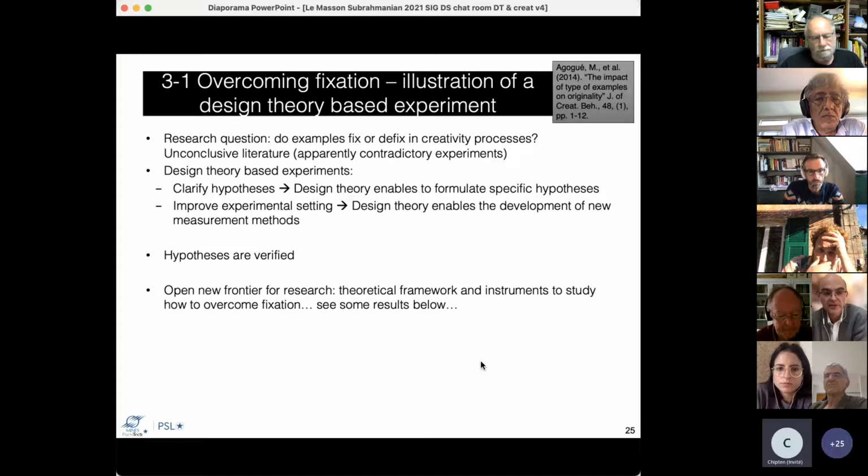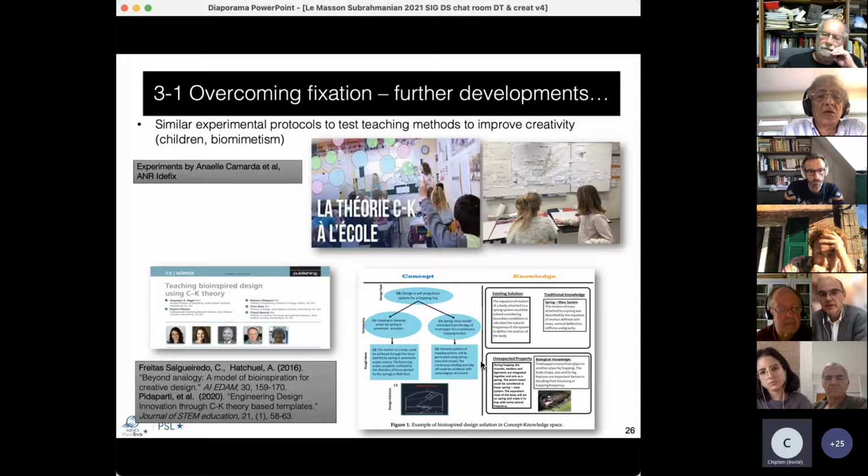And you understand that with this paper we have a kind of technique to really discuss the question of overcoming fixation. We have a clear possibility of experimental protocols, and many colleagues have developed interesting studies in this direction. Just to mention a few, experimental protocols were developed to test teaching methods for young children. Here you see some pictures of this experiment made by Anael Kamada. Or American colleagues, they also developed very interesting methods for teaching biomimetism to engineers, and they follow a similar protocol on fixation and defixation through biomimetism.